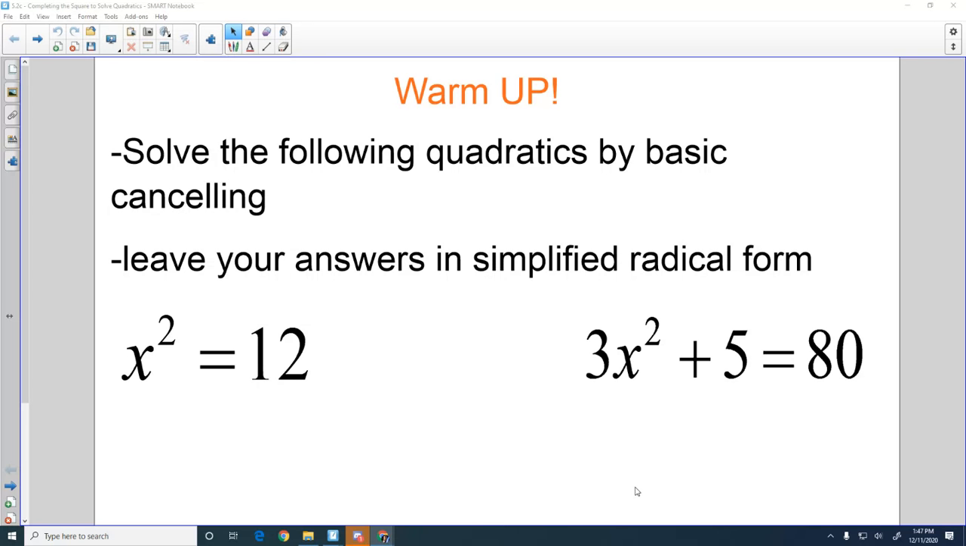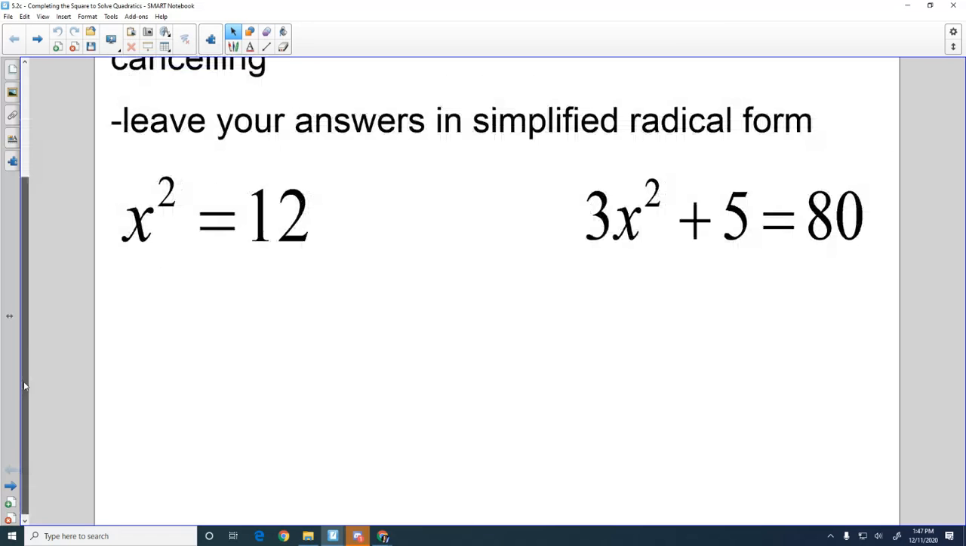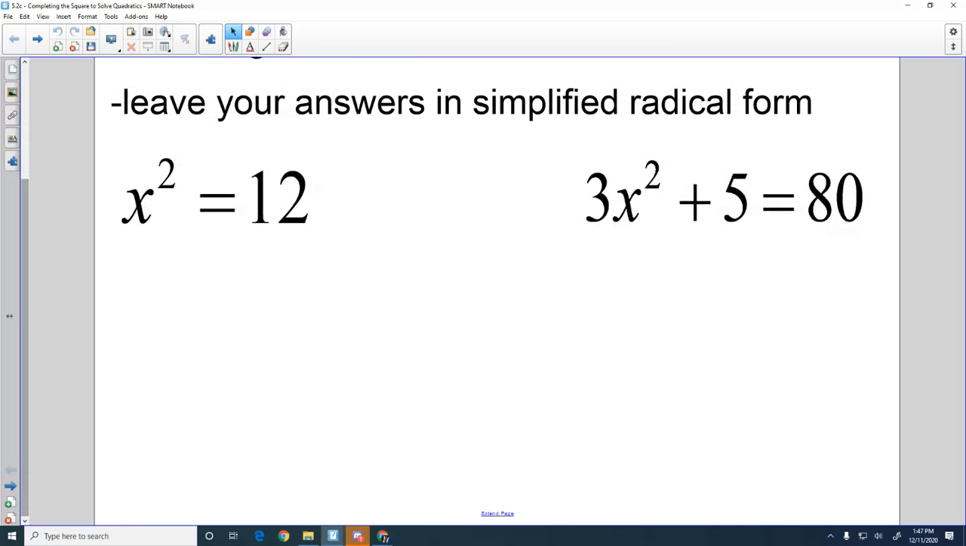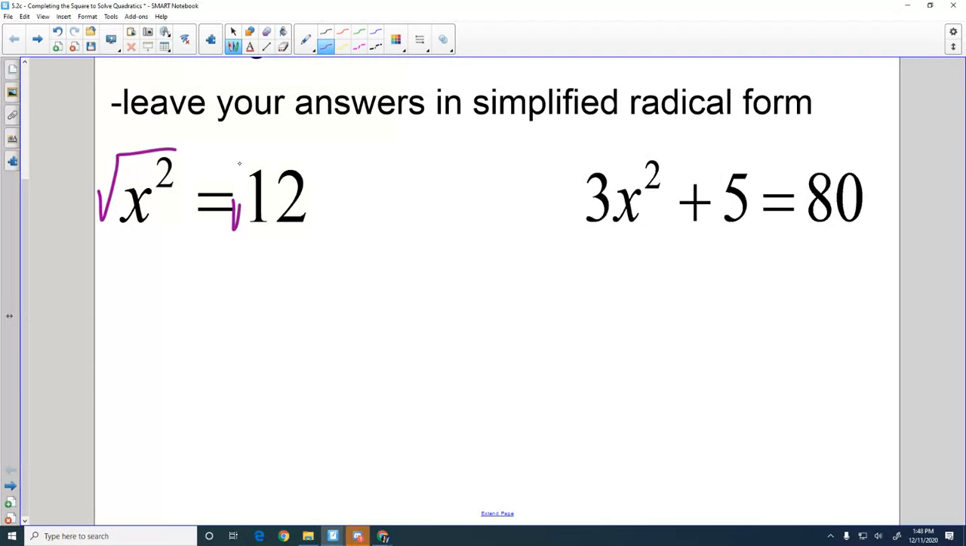But since there's only one variable in both of these equations, there's just a single x, could we use just basic algebra to get the x by itself? Yes. Think old school Algebra 1. If I gave you this equation on the left, x squared equals 12, and I said, hey, get this x all by itself on one side, what would you do to get rid of that exponent? Just square root, right? Wouldn't this be easier than getting out the quadratic formula, standard form, this and that?